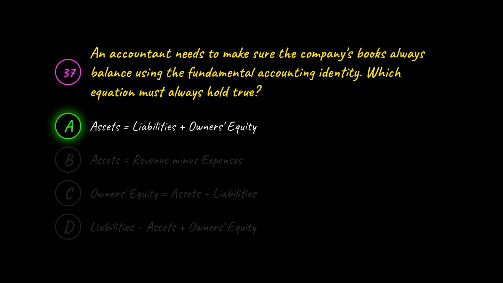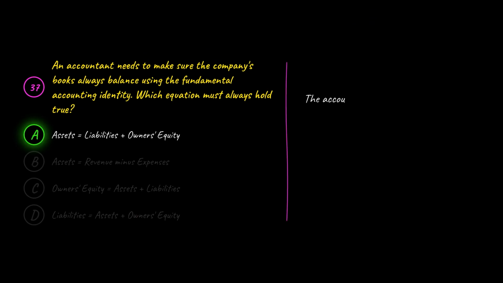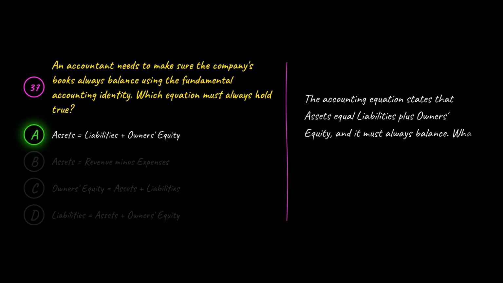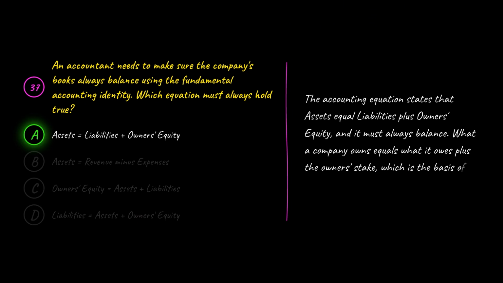The correct answer is A. Assets equal liabilities plus owner's equity. A is correct because the accounting equation states that assets equal liabilities plus owner's equity, and it must always balance. What a company owns equals what it owes plus the owner's stake, which is the basis of double entry accounting.